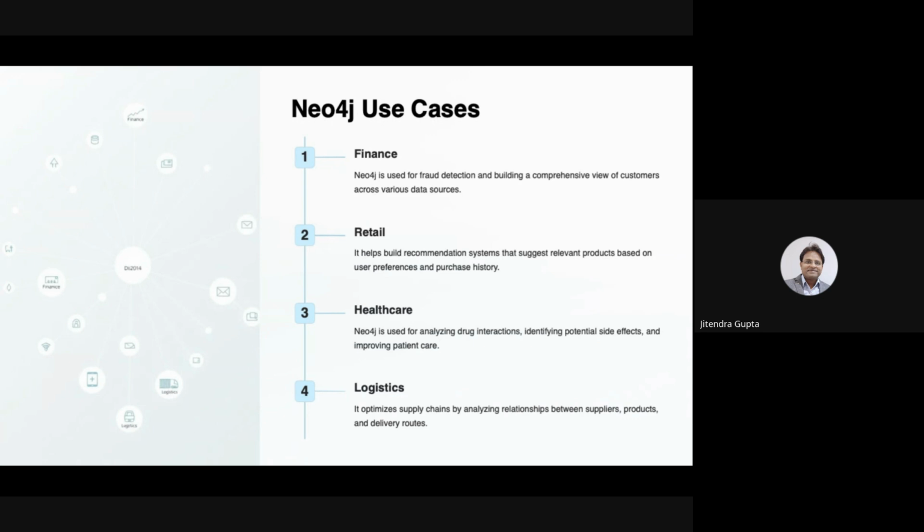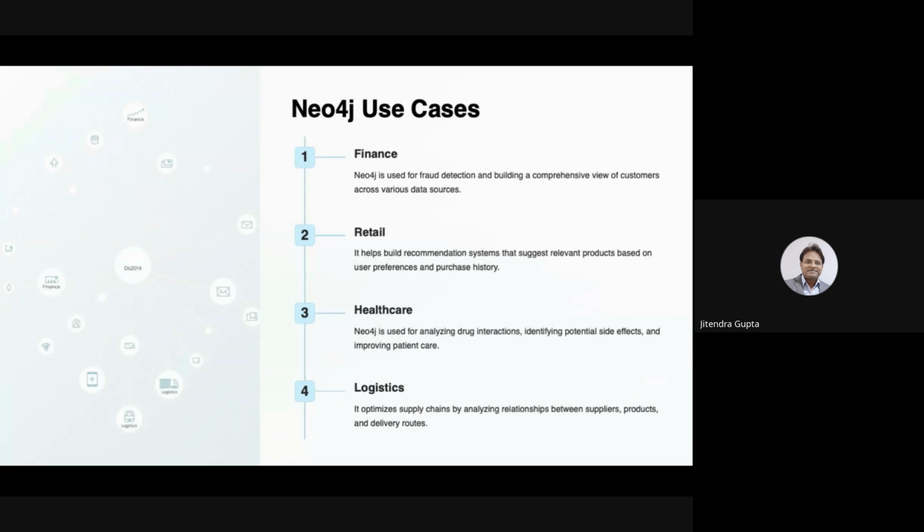Then for healthcare, it can be used for analyzing drug interactions. If someone is from the healthcare industry, they will understand it better. It will help us identify what chemical will suit better for a disease in hand, and if I want to go with a drug discovery kind of approach, I'll be able to identify that with the help of these graphs. They are really very useful, I would say, for graph technology.